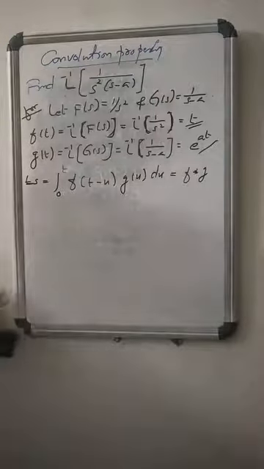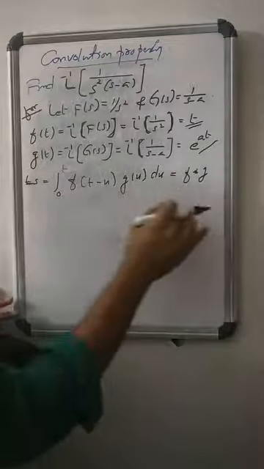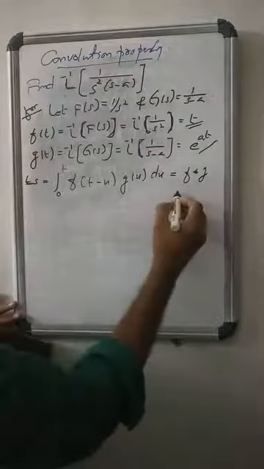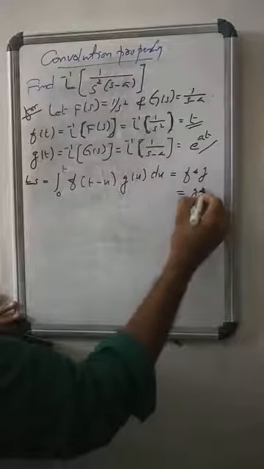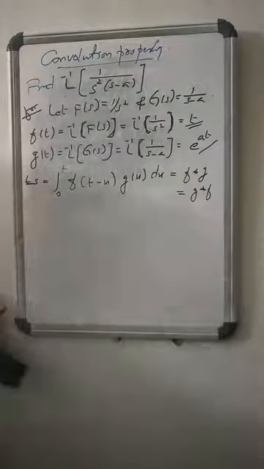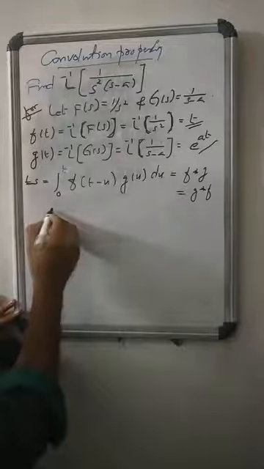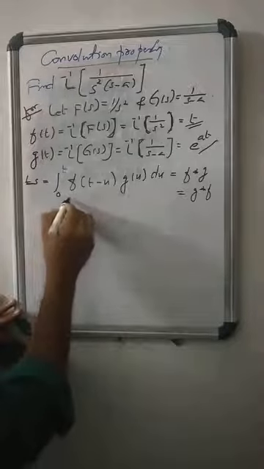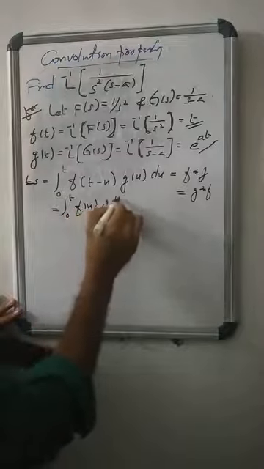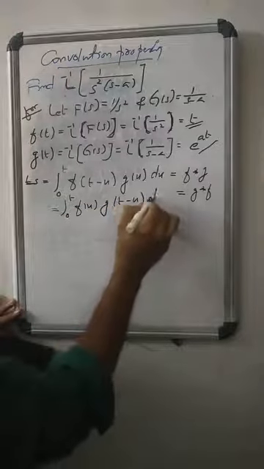But we know that the convolution of f and g is always commutative. So this f star g is the same as g star f. That's only for the sake of the situation. You may solve this problem by using f star g also. What is g star f? g star f is integral 0 to t, f of u into g of t minus u du.